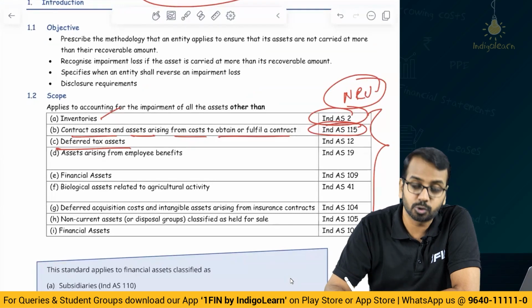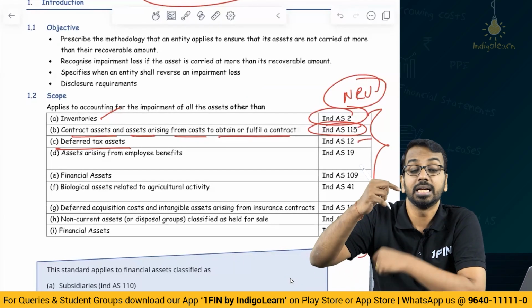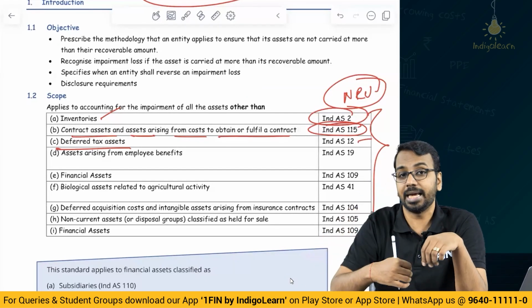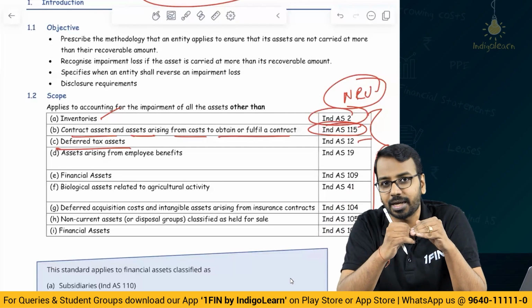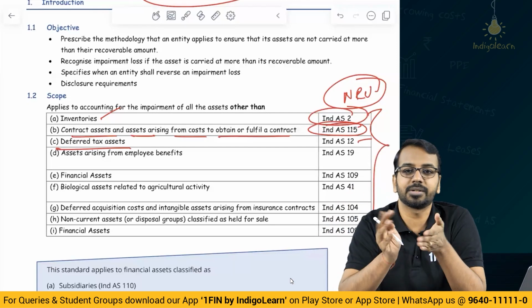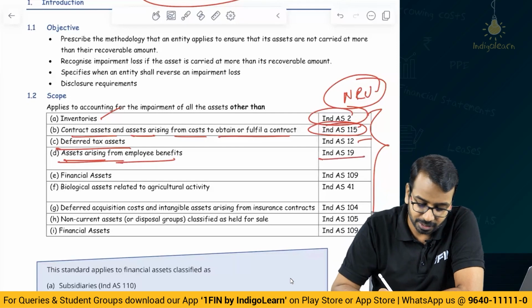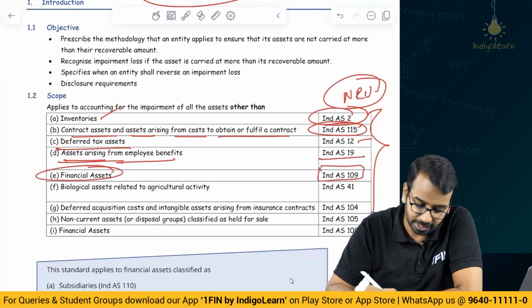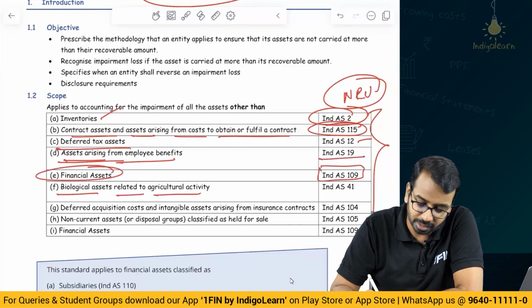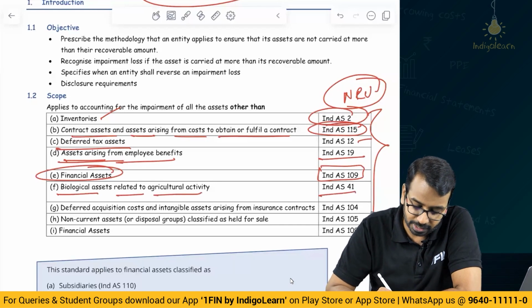Deferred tax asset, IndAS 12, there is no question of impairment, because if there is a deferred tax asset which you don't realize, you will bring down the value of the deferred tax asset as per the principles of IndAS 12. Assets arising from employee benefits, you will do it as per IndAS 19. Financial assets, IndAS 109. Biological assets related to agricultural activity, IndAS 41. IndAS 104 is anyways not applicable.